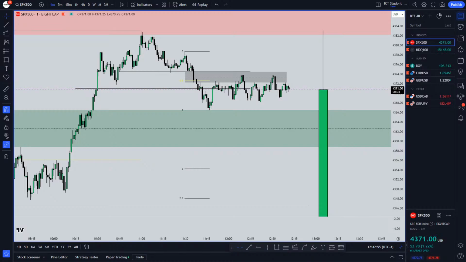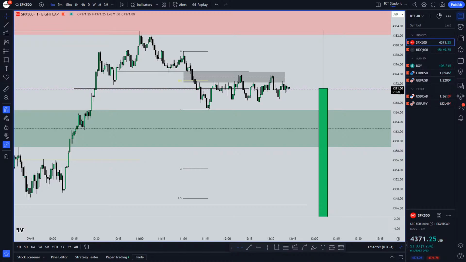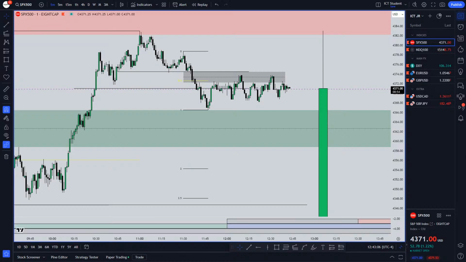Right now though, this is more of a range bound market on the SPX for lunch. So I'm just waiting and anticipating what is going to happen next.